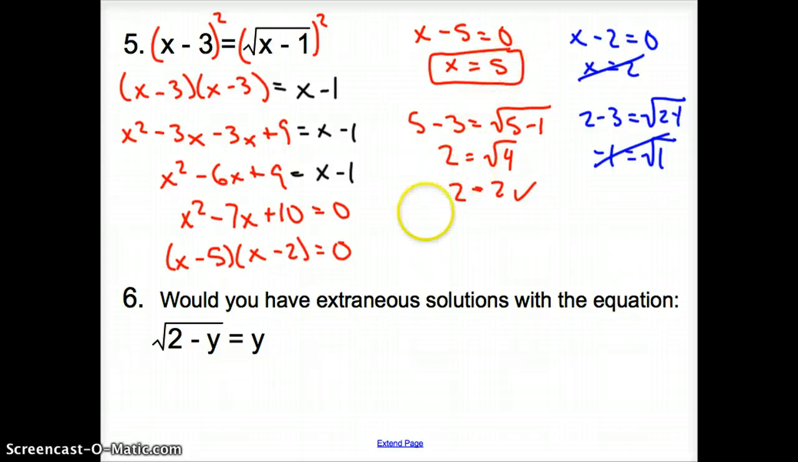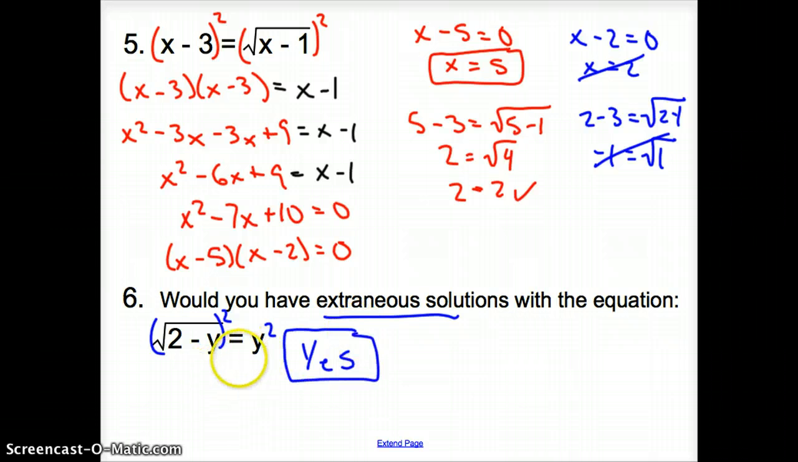And then one more here with number 6. The question is, would you have any extraneous solutions with the equation, the square root of 2 minus y equals y? Well, what would you have to do to solve this? We have a square root all by itself, so we would have to square this side and square this side. When we square a variable, would it give us any extraneous solutions? Yes, it would. So the answer to this problem would be yes. You would have to double check your work.